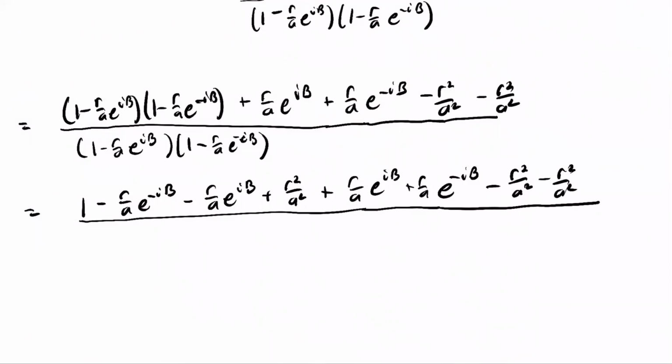Well, a lot of those cancel out, right? So I have minus r over a e to the minus ib, and then I have positive r over a times e to the minus ib. And similarly, I have negative r over a times e to the ib, and then positive r over a times e to the ib. And then finally, I have positive r squared over a squared, and then minus 2 r squared over a squared. So two of those will cancel. And so I just end up with 1 minus r squared over a squared, right?